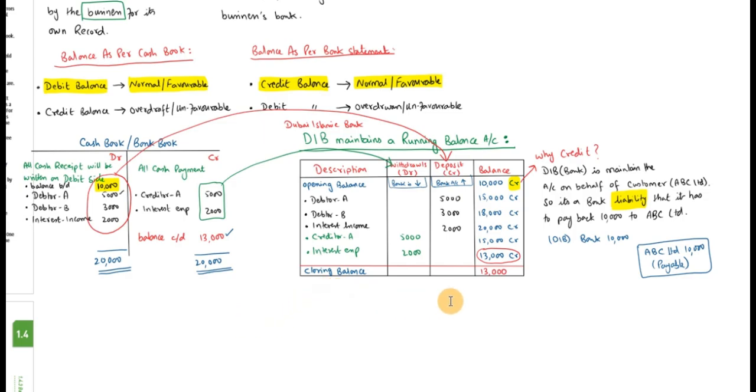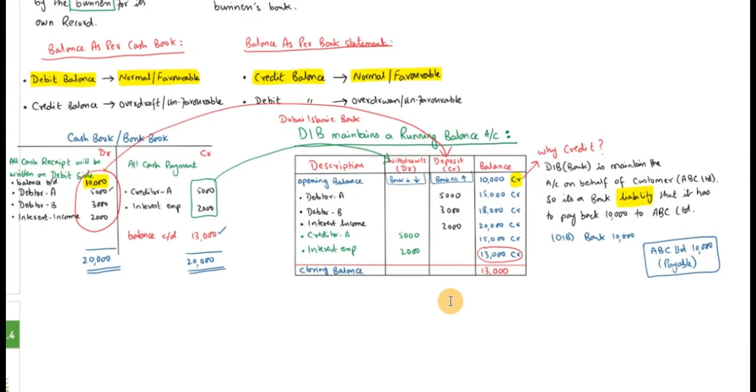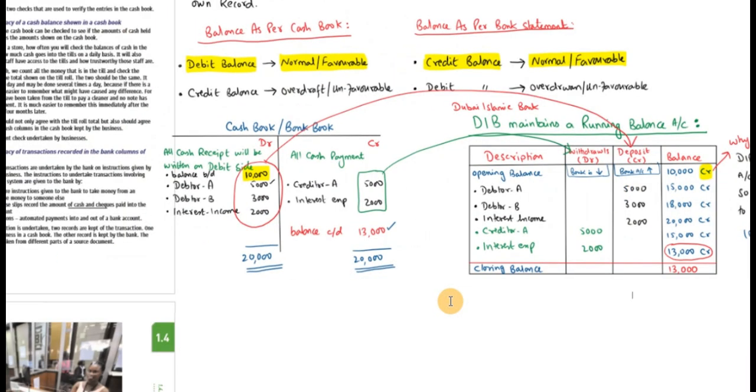Okay. So what is the main logic? How is this going on? The reason is this. Cash book is actually the owner's own account. So if the owner receives cash, cash will increase. Increasing cash means debit cash. Got it? Got my point?